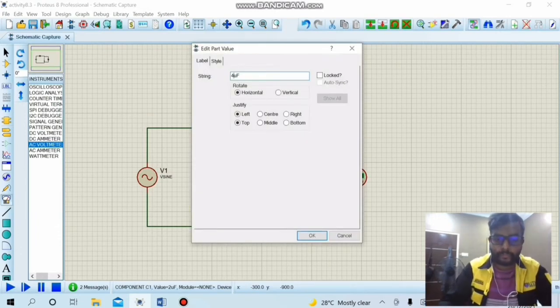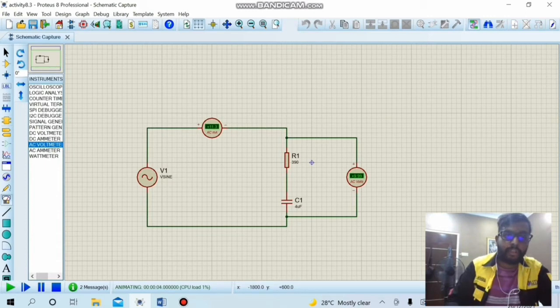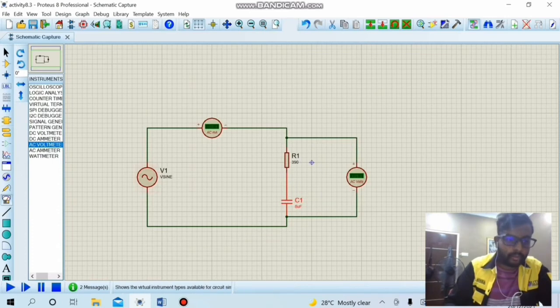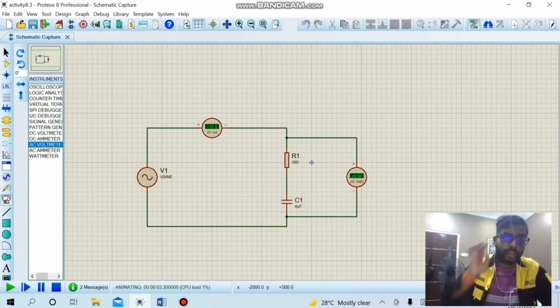For the next case, we are going to use the same resistor but change the capacitance value to 4 µF and run the program. We will get the same voltage, which is 9.99 volts, and 11.3 milliamperes of current. For the next case, we are going to use 8 µF of capacitance value and run the program with the same resistance, and we will get the value again. The voltage is the same but the current increases to 17.9 milliamperes.